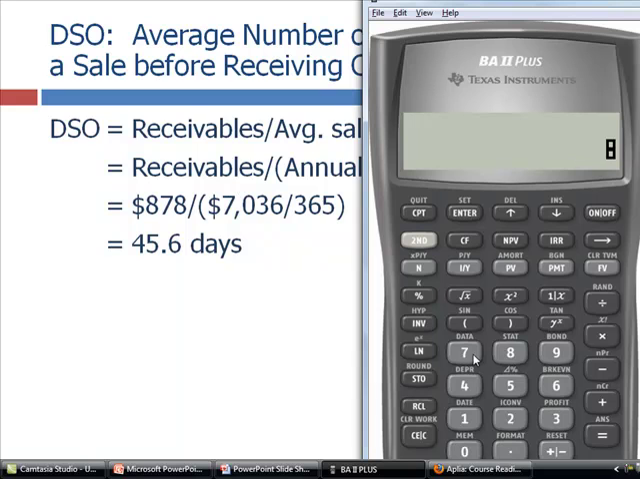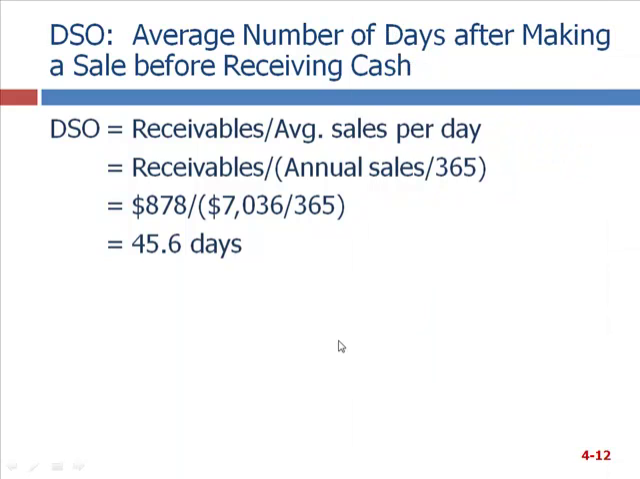So we can take that number and divide by the 19.28 that we just got, and of course that's going to give us approximately 45.5 days. So this tells us that it's taking DeLeon on average 46 days to collect its money after it makes the sale. Now is that good or bad?